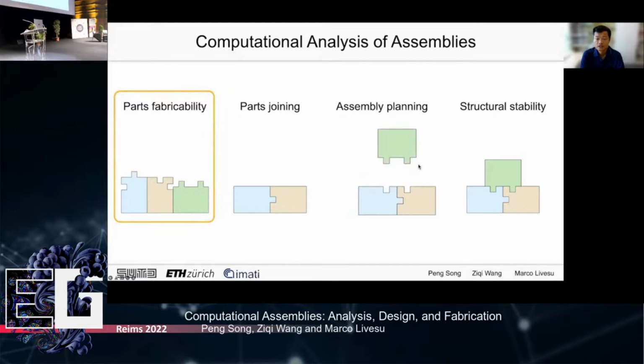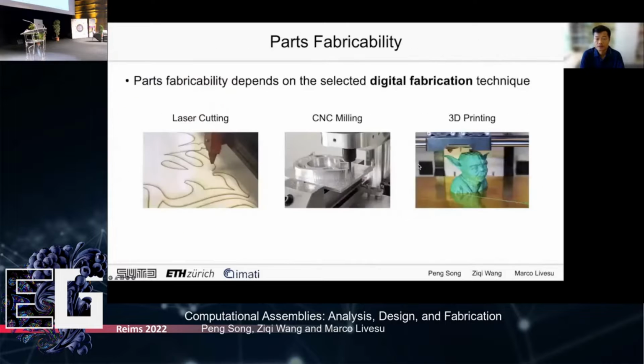Let's start with parts fabricability. Parts fabricability depends on the selected digital fabrication technique. The 3 most widely used digital fabrication techniques are laser cutting, CNC milling, and 3D printing.